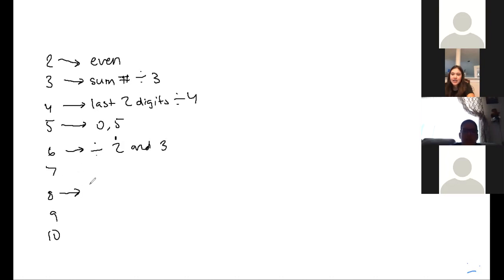For 8, the last 3 digits have to be divisible by 8. For 9, the sum of the digits has to be divisible by 9, and for 10, it has to end in 0. Everyone get that?